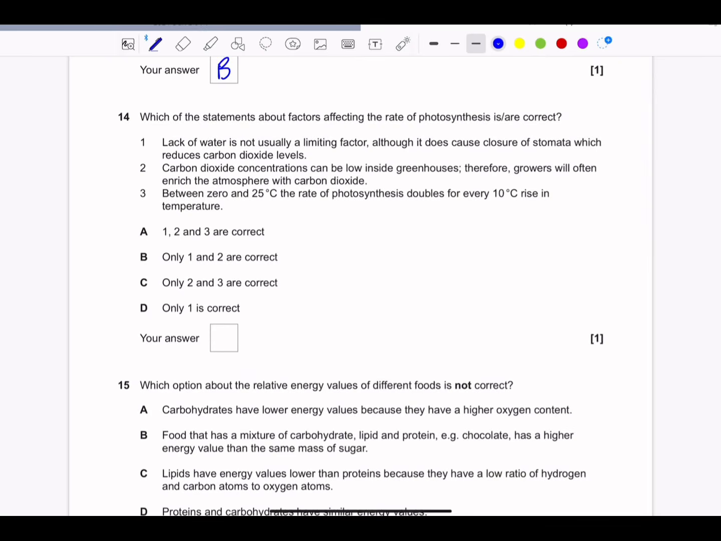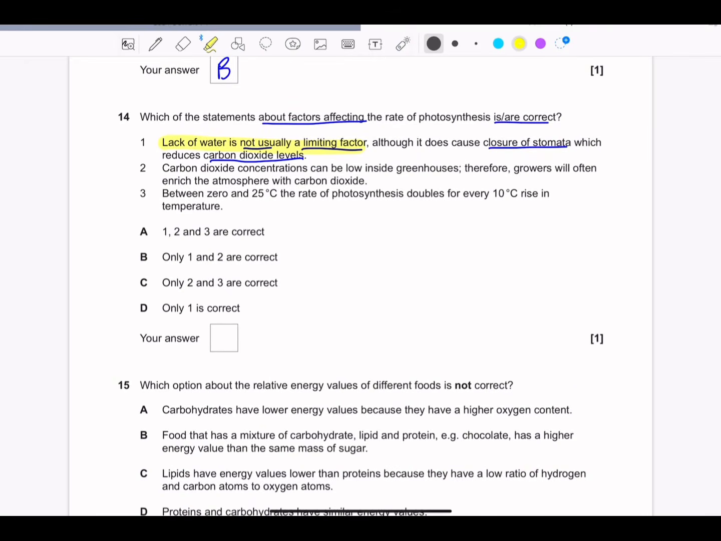Question 14 is which of the statements about factors affecting the rate of photosynthesis is or are correct? First statement is lack of water is not usually a limiting factor, although it does cause the closure of stomata, which reduces carbon dioxide levels. Now, you would think that this is true because at GCSE level, they tried to hammer home the fact that water is a limiting factor because it's one of the reactants in the overall reaction of photosynthesis.